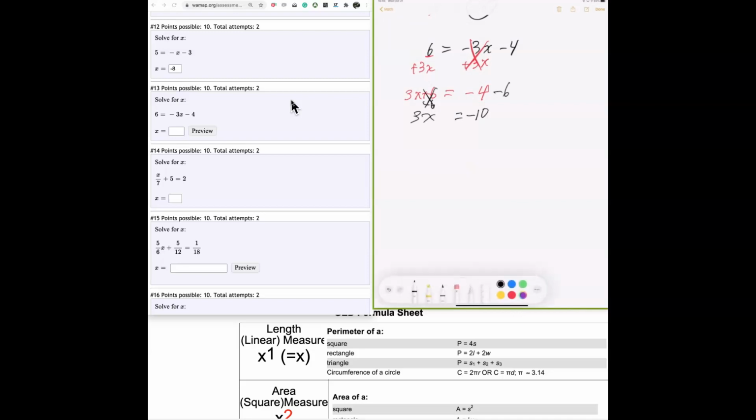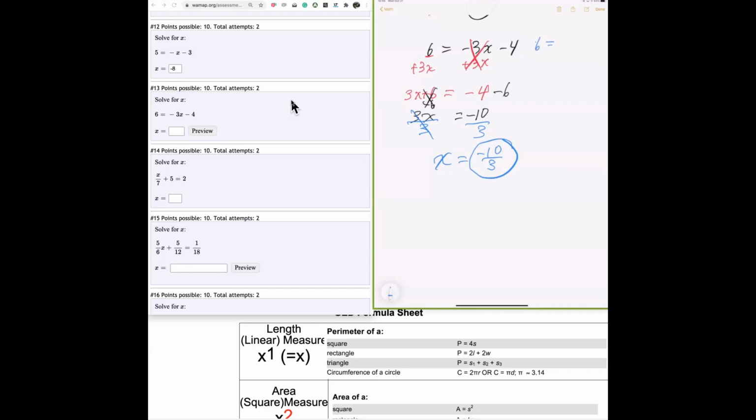Next thing we have to do, what's happening to x? It's being multiplied by 3. So we're going to divide by 3 on both sides. That leaves x. x is equal to negative 10 over 3. And that won't reduce, so we can leave it that way. That's our answer. So we can plug that in up here and see if it works.